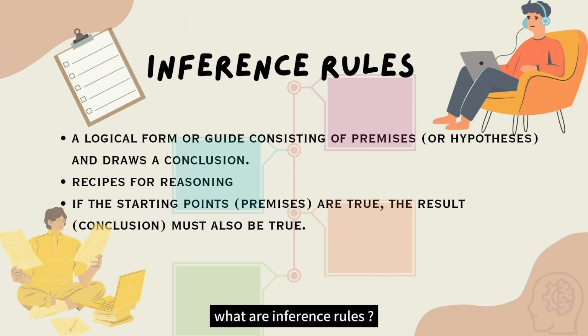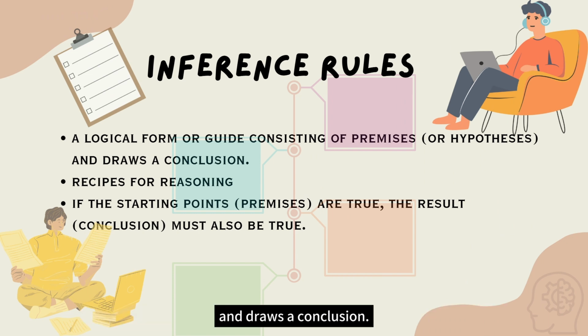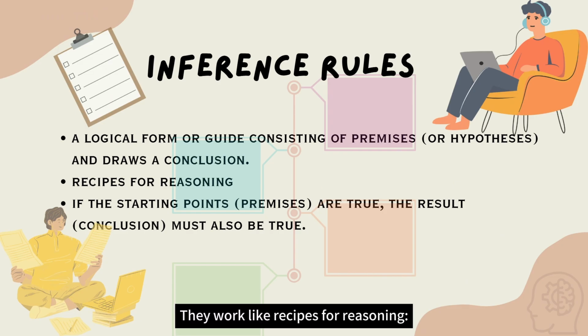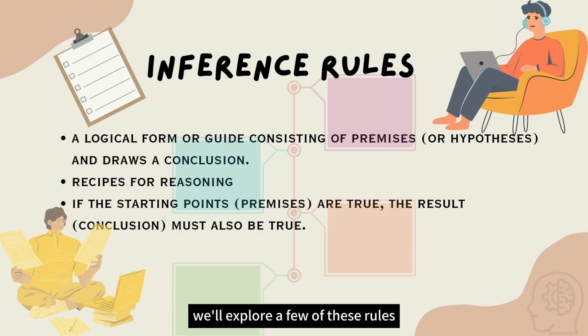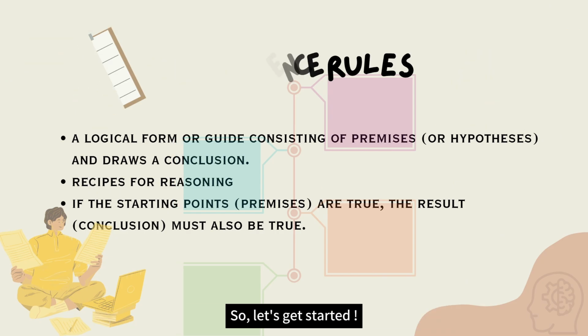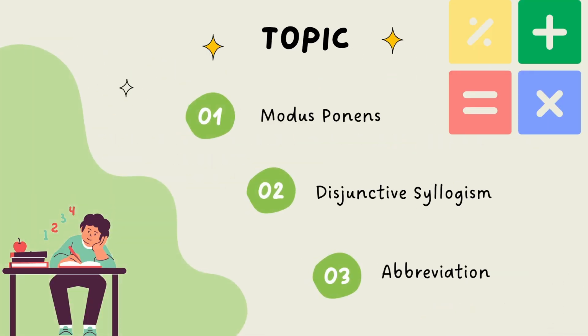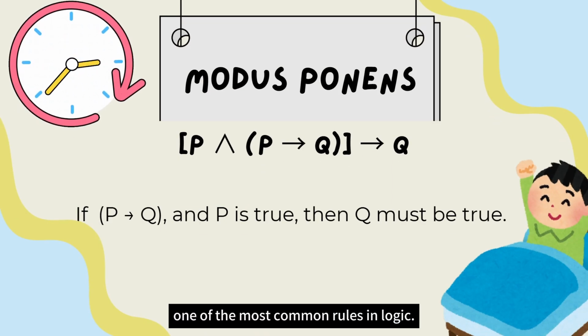Now, what are inference rules? It is a logical form of guide consisting of premises or hypotheses and draws a conclusion. They work like receipts for reasoning. If the premises are true, then the conclusion must also be true. In this video, we will explore a few of these rules using real-life examples and simple logic symbols. So, let's get started.